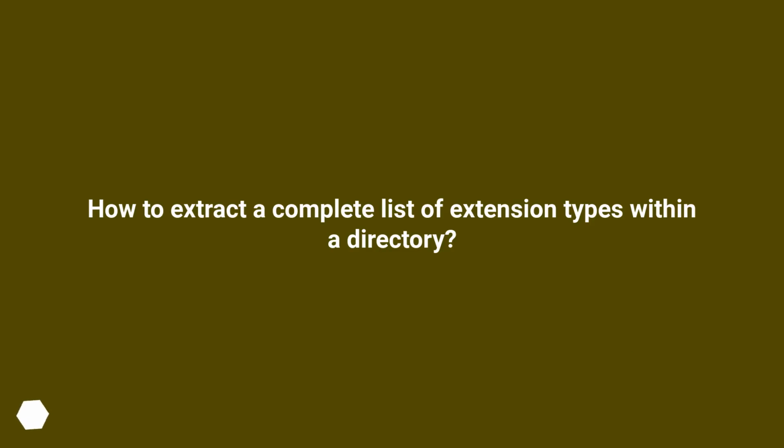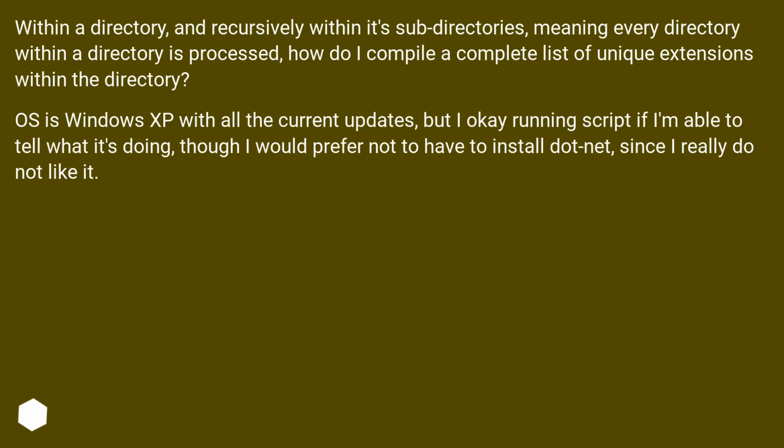How to extract a complete list of extension types within a directory? Within a directory, and recursively within its subdirectories, meaning every directory within a directory is processed. How do I compile a complete list of unique extensions within the directory?